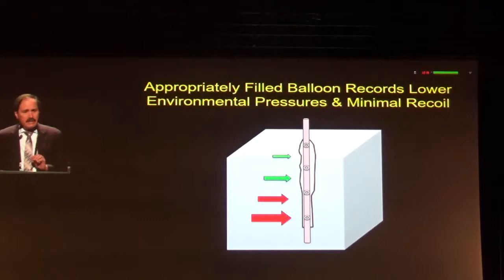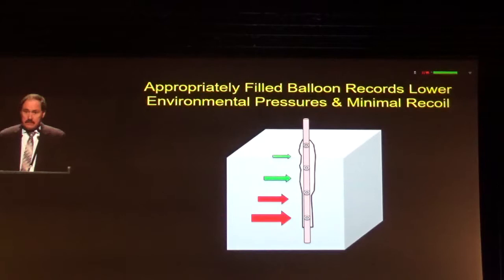Now that's the first important point. Your esophageal balloon catheter is 10 centimeters long. What pressure does it project? It's the lowest pressure in the environment. The lowest one.